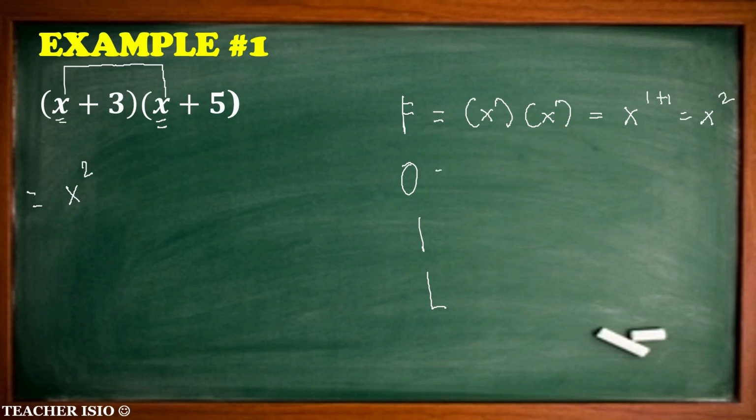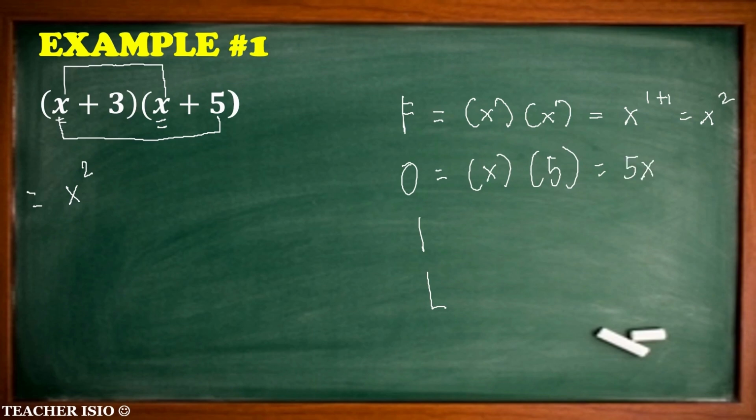Next, we have now the outer. So the outer, ibig sabihin siya yung nasa labas. So ito ang ating outer. Si x at si 5. X and 5 is our outer. So we have now x times 5. So the answer or the product is 5x.